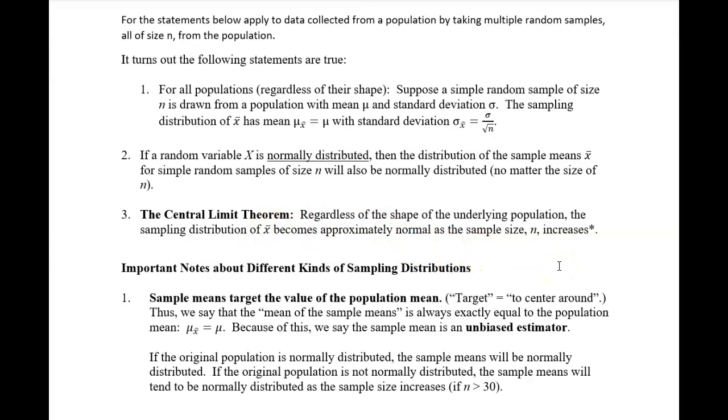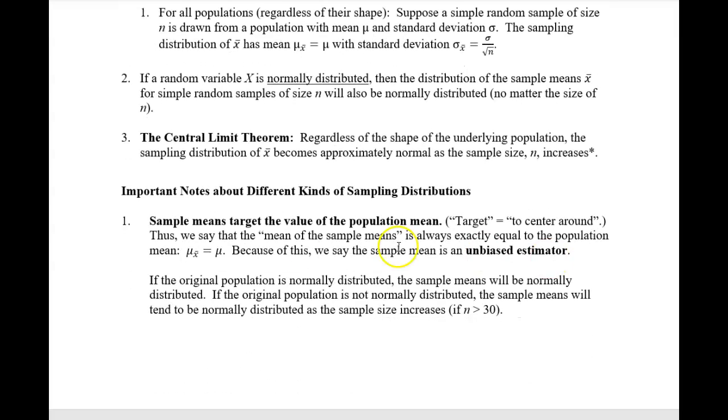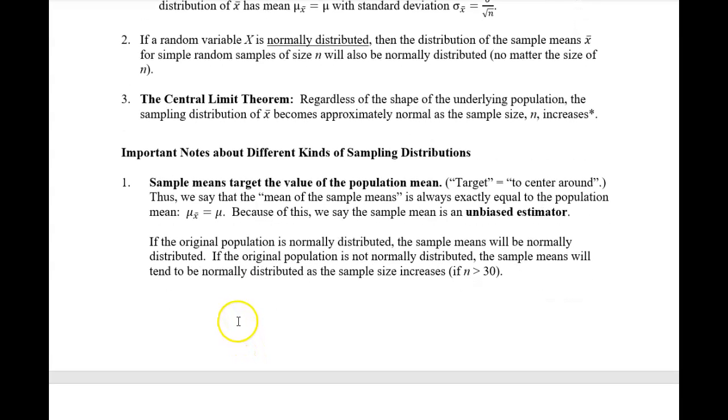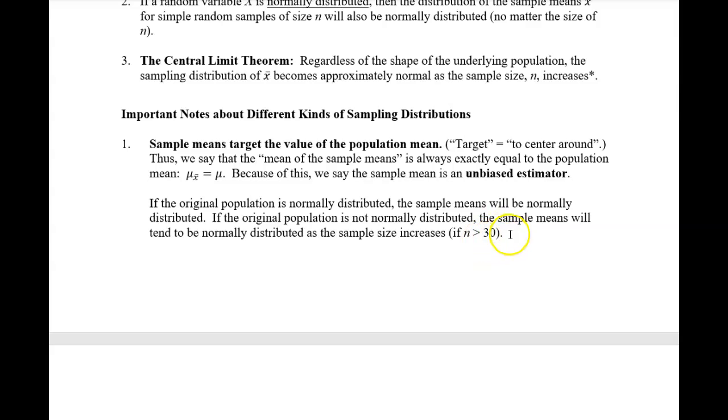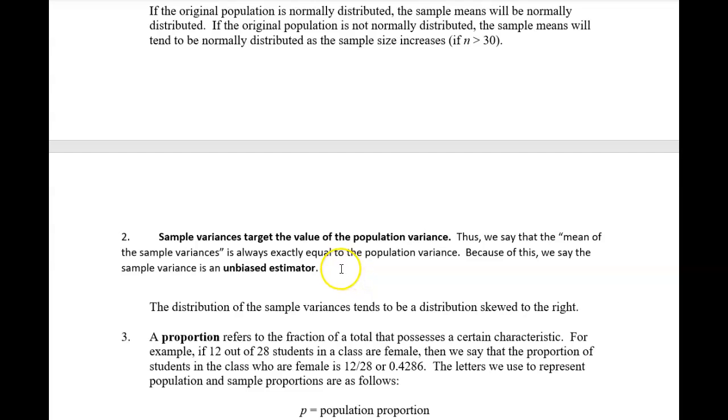All right, so important notes about different kinds of distributions, sampling distributions. The sample means target the population mean. So if you take a bunch of different samples of the same size, find the average of each sample, and then find the average of those, you are getting close to the population mean. The means will tend to be normally distributed if you have a sample size of greater than 30. Actually, it's the sample size that affects the central limit theorem.